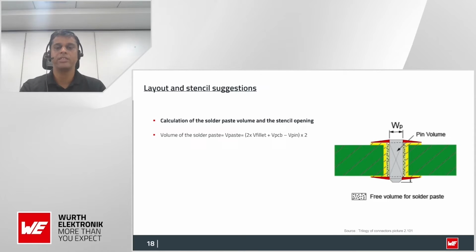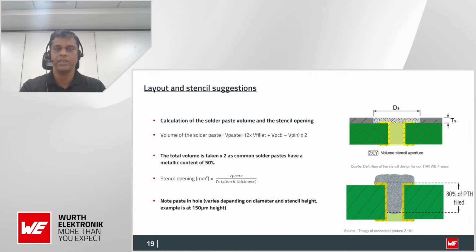Then the calculation of solder paste volume and stencil opening. How do you calculate the solder paste and stencil opening? The solder paste volume V_paste equals 2 times V_fillet plus V_PCB minus V_pin times 2. This is the formula we need to consider, and the total volume is taken by 2 times the fillet, and commonly solder paste is considered at 50%. The stencil opening in mm square is V_paste divided by the stencil thickness. These are the formulas we need to consider.